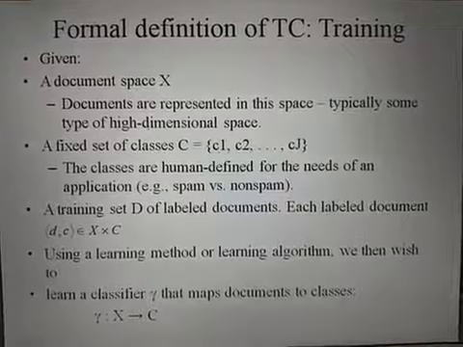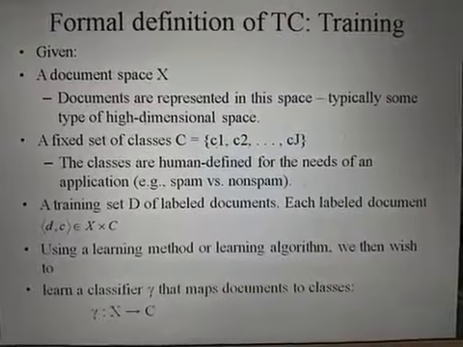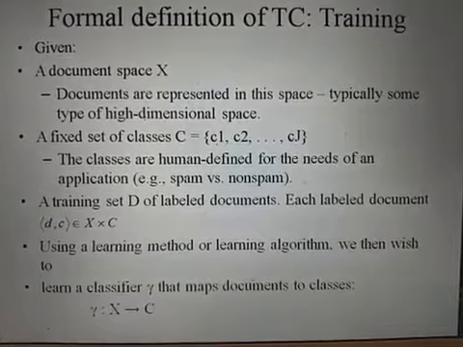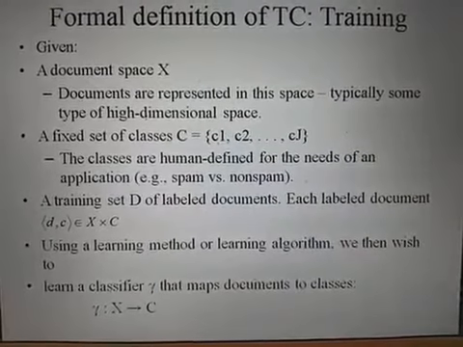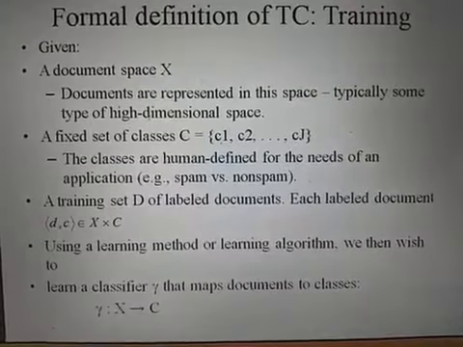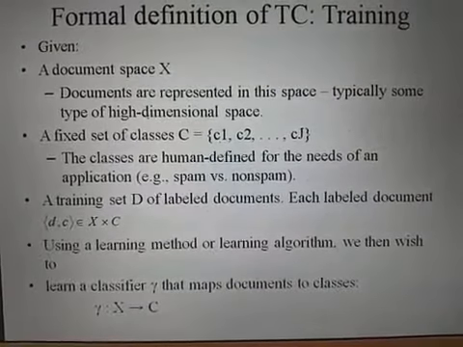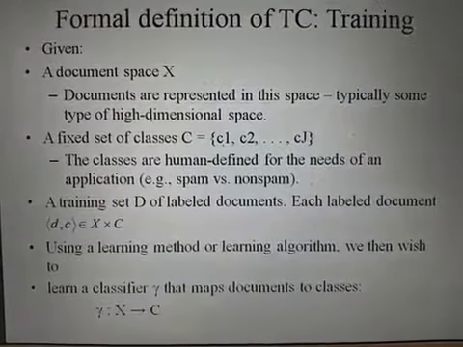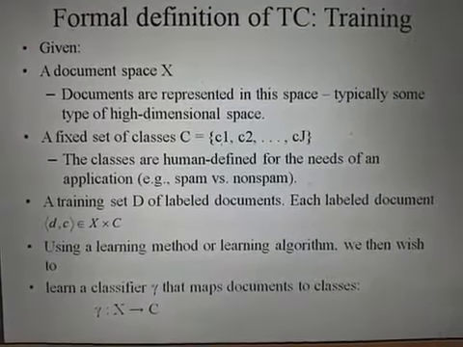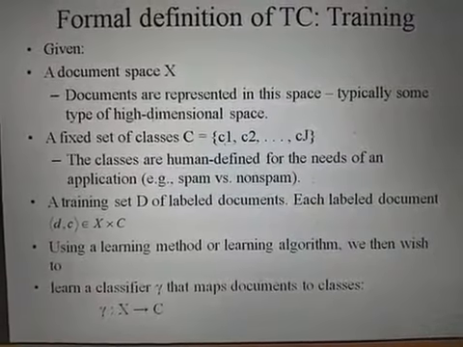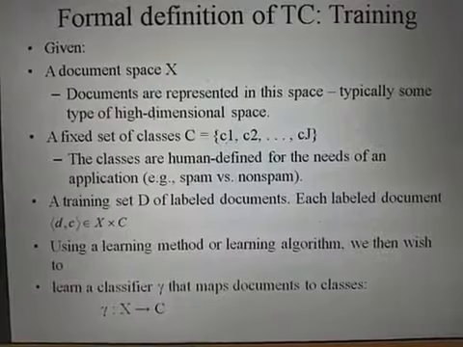So the formal definition, as I told, is this: we have a document space X, and a particular document either belongs to a particular class of a set C. Within set C there are many classes, C1, C2, up to Cj. That means the number of classes is there in set C. So this particular document, small d, belongs to which class?